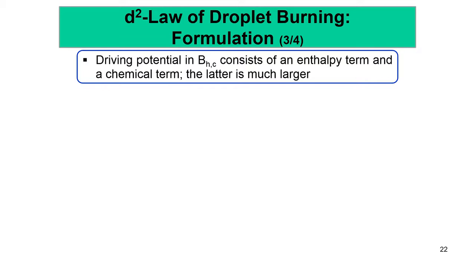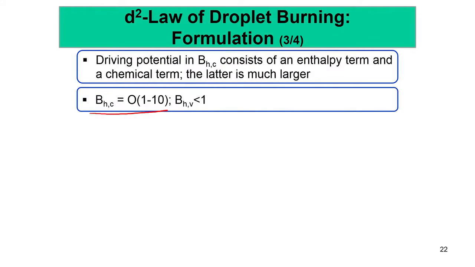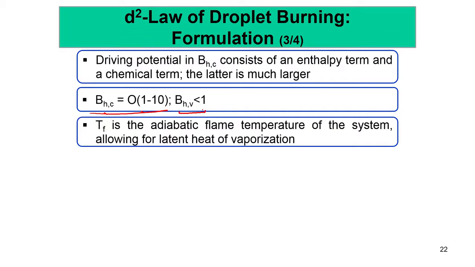which shows that in the case of droplet combustion, if there is a flame around, then this flame gives much more heat, and as a result the droplet evaporation is much faster. So, in terms of normal droplet vaporization, this BHC is of the order of 1 to 10, whereas for combustion the heat transfer number is of the order of 1 to 10, and for vaporization it is less than 1. So, there is an order of magnitude difference.